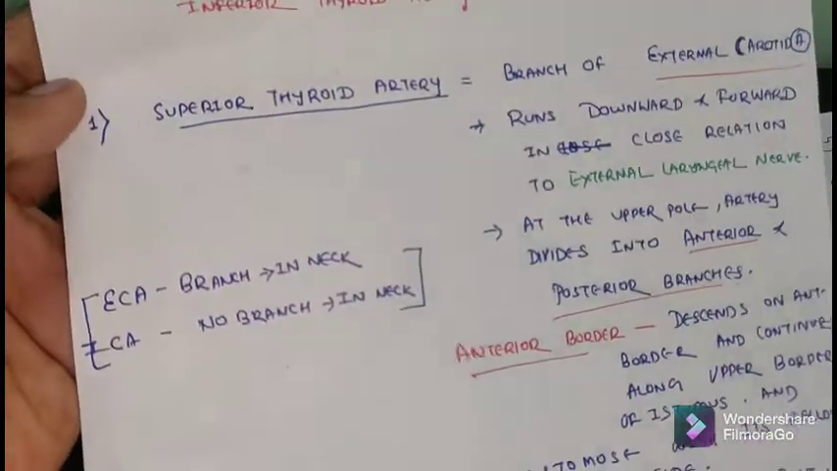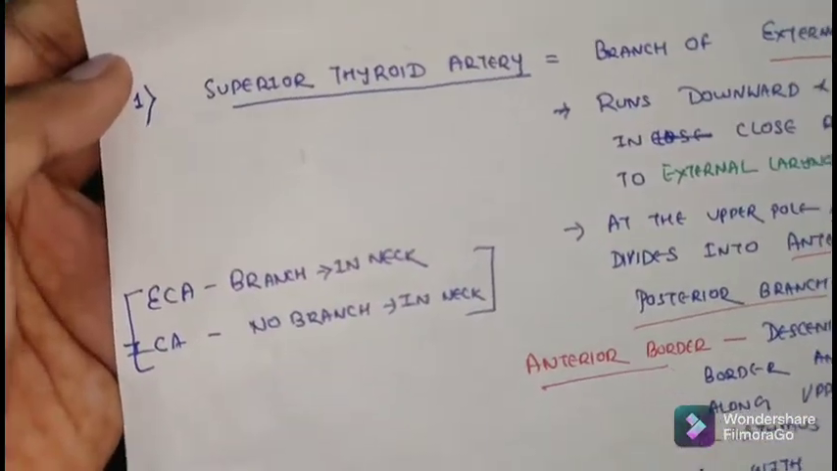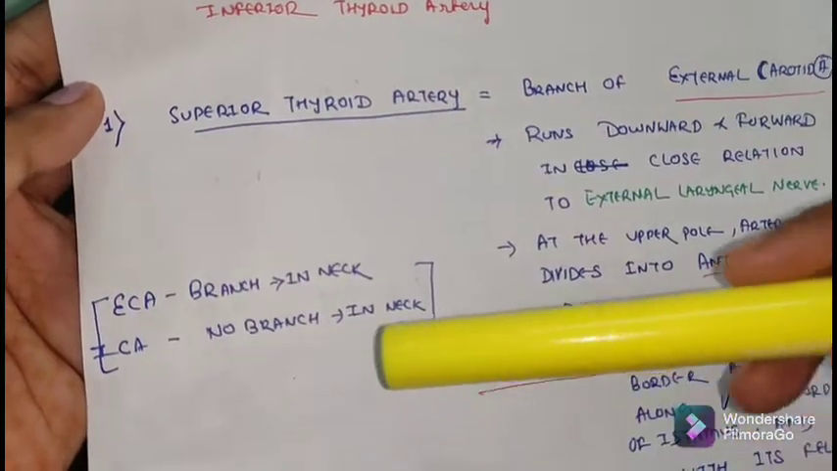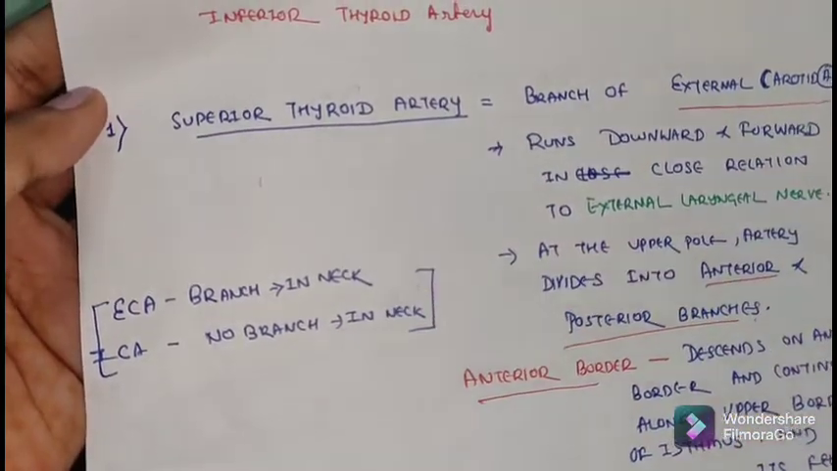Here we can see the external carotid artery. It gives branches in the neck. But the internal carotid artery has no branch in the neck.